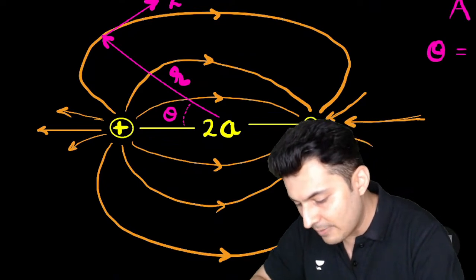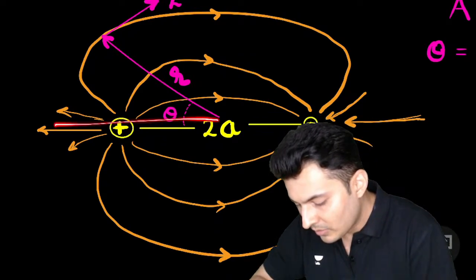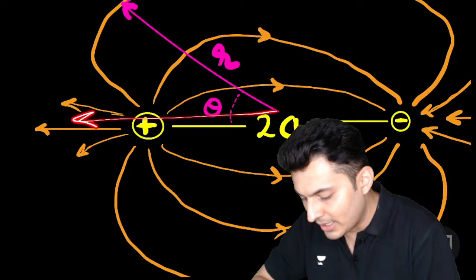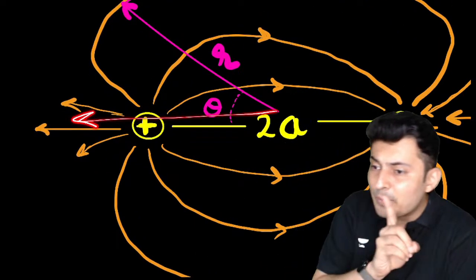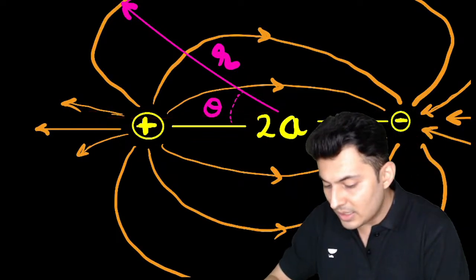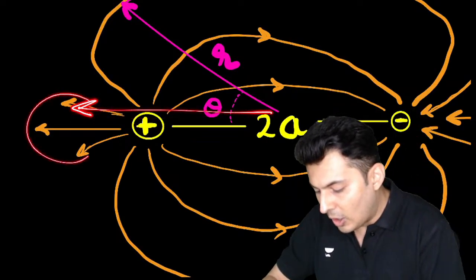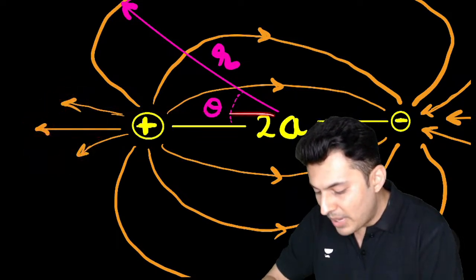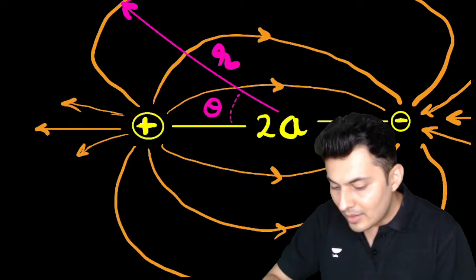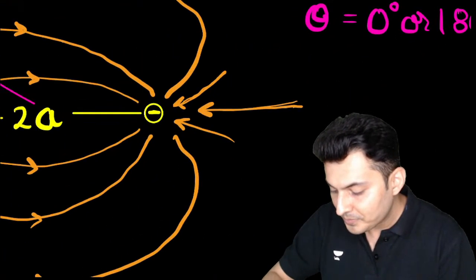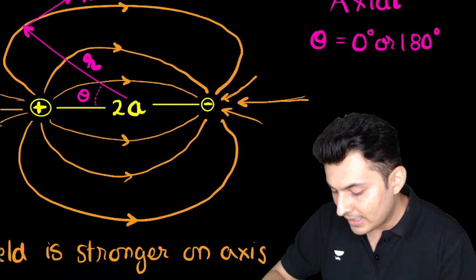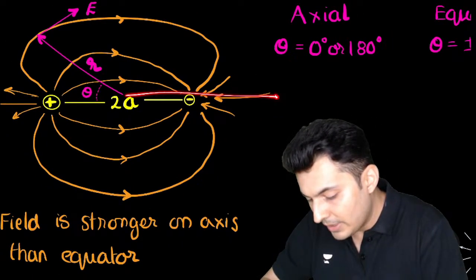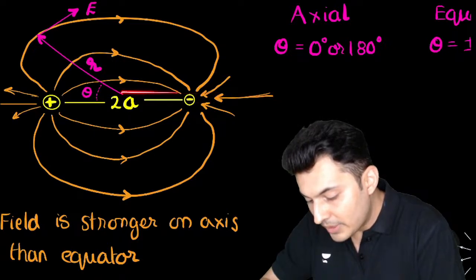If you are on the axial position, let's say for example you are here. You can see that arrow mark. You are somewhere over here. The electric field is parallel to R. Check this out. Electric field at this location, you can see how the electric field lines are. It is parallel to the direction of R. In fact, even if you go over here, just check this out. What will happen over here, guys? Then what happens over here?